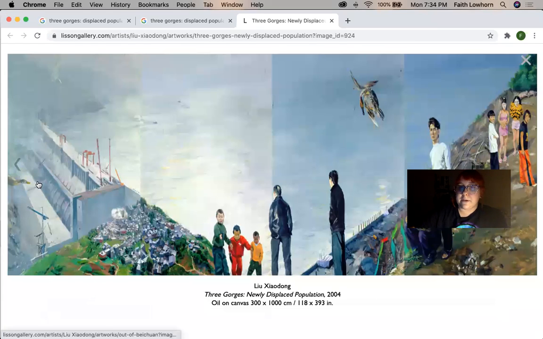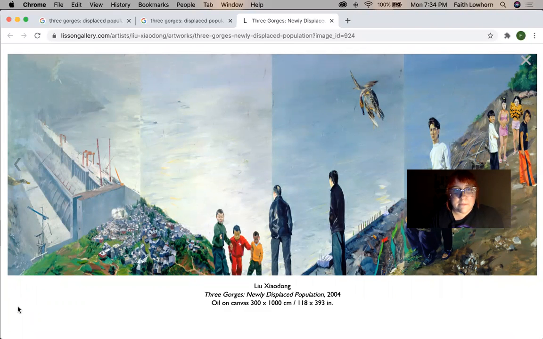Okay, there we go. So yeah, Newly Displaced Population, 2004. Here you can see the dam and the community that's surrounding it. This dam is heavily at risk of collapsing. So in this painting, he's basically showing the community, the lives at stake, the homes that would all be destroyed when or if this dam collapses.